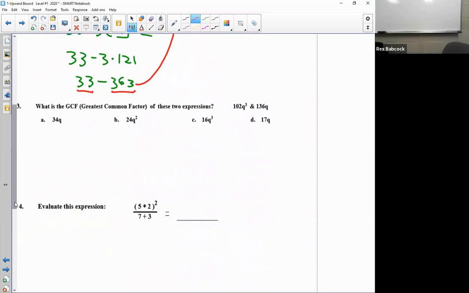Greatest common factor. Go. Give it a try on your own. What's the greatest common factor between those two? We worked one just like it about 10 minutes ago. What is the greatest of all the common factors? 102 q cubed and 136 q.